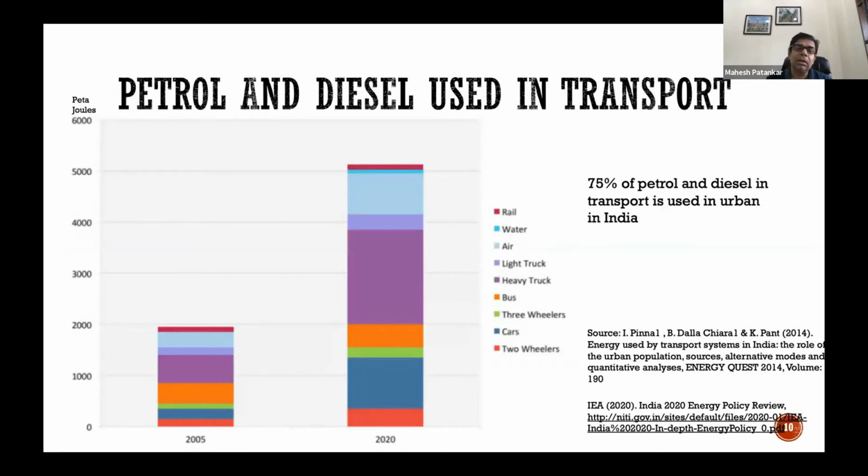Similarly, the petrol and diesel used in transportation has increased, and I think the data suggests that 75% of the petrol and diesel used in transport is in urban India. So it's not only related to intercity transport, but also intra-city transport is increasing substantially.